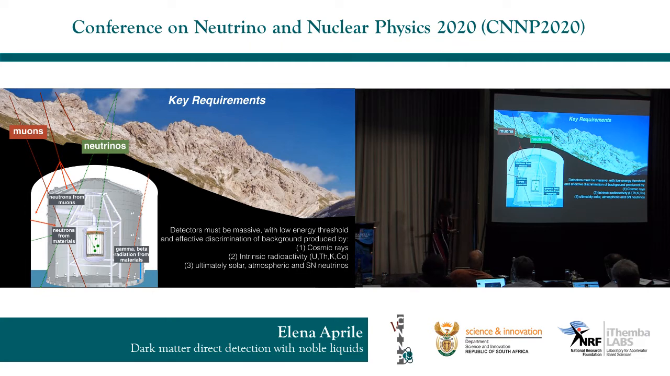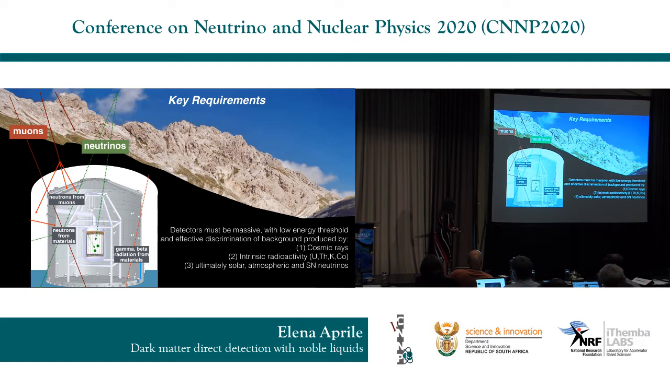I skipped that slide, but these rates are extremely low, and especially the energy which is imparted to the nucleus, or even to the electrons, as we will see, is very tiny. So detectors must be quite large, contain a lot of atoms, nuclei, and have a very low energy threshold in order to sense this tiny energy transfer.